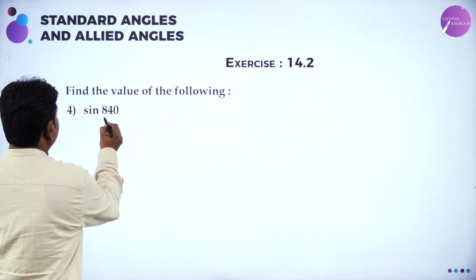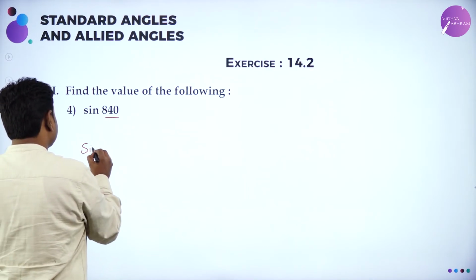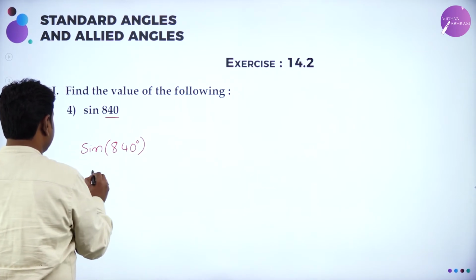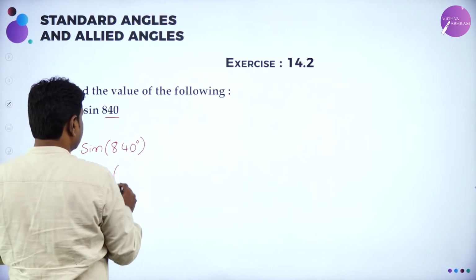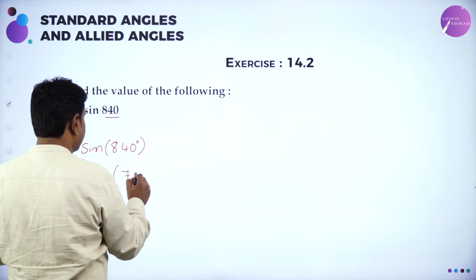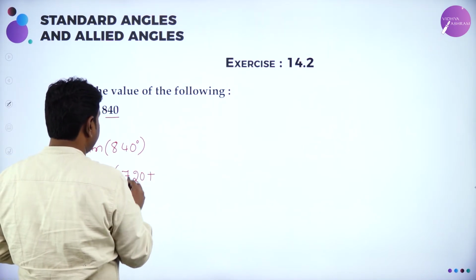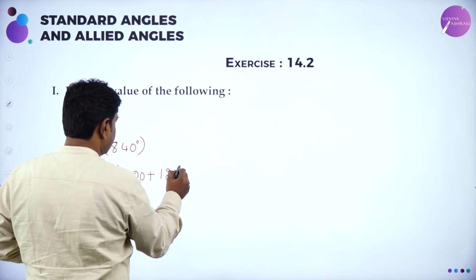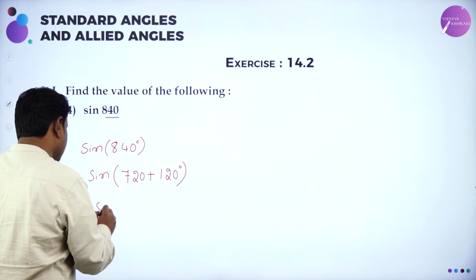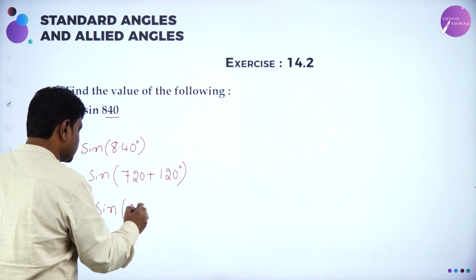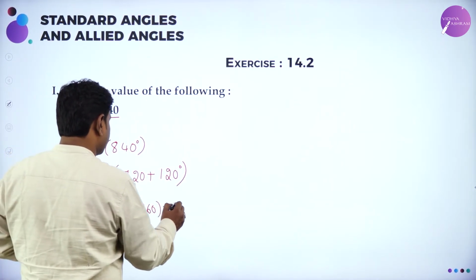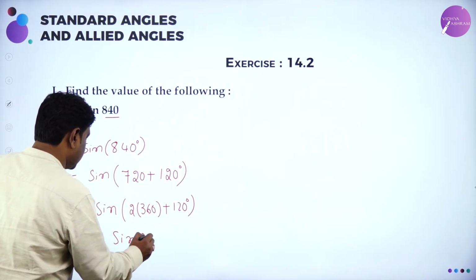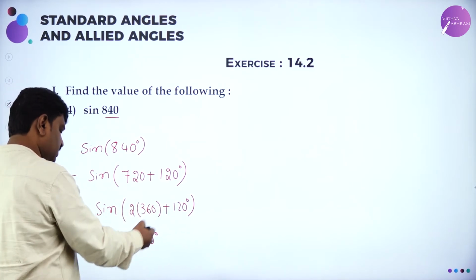Further, sine 840 degrees. This can be written as sine of 2 times 360, 720. For 720, if you add 120, it will become 840. So 720 means, as in the last problem I taught you, 720 is 2 times 360. The sine rule of 2 times 360 plus theta is the same as sine of 360 plus theta. It will become sine 120. Sine of 360 plus theta is sine theta.